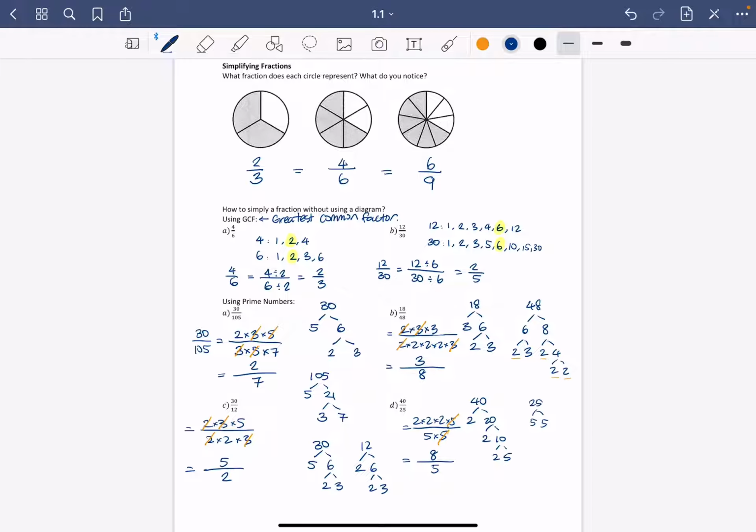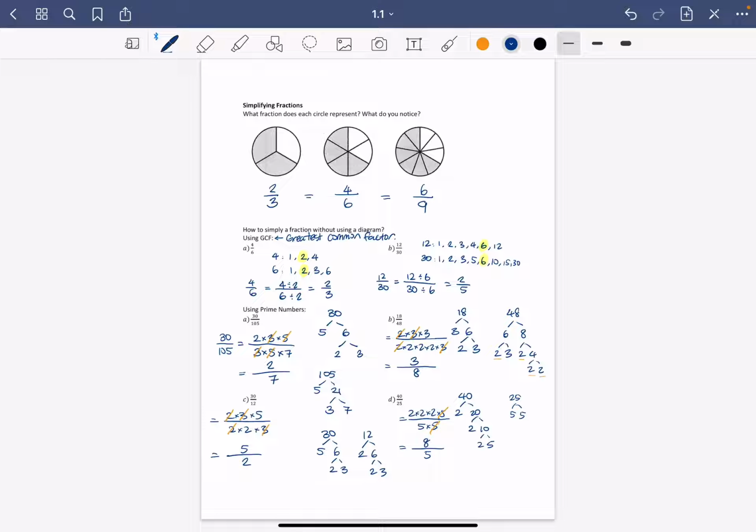Okay. Yeah, so that's it for this section.